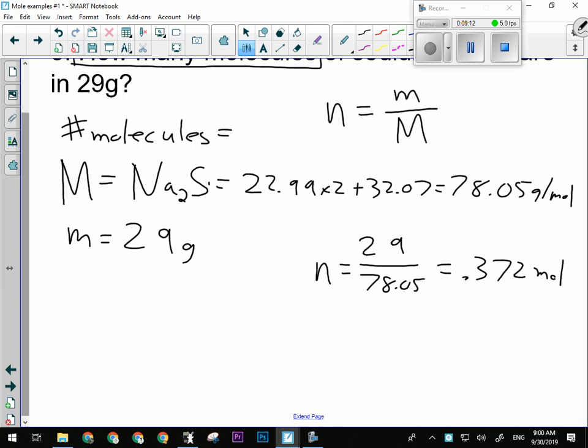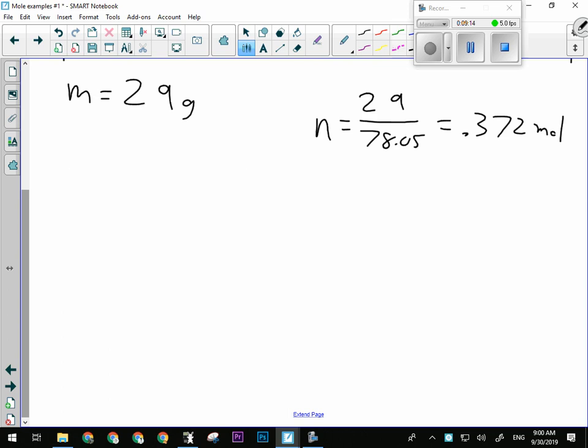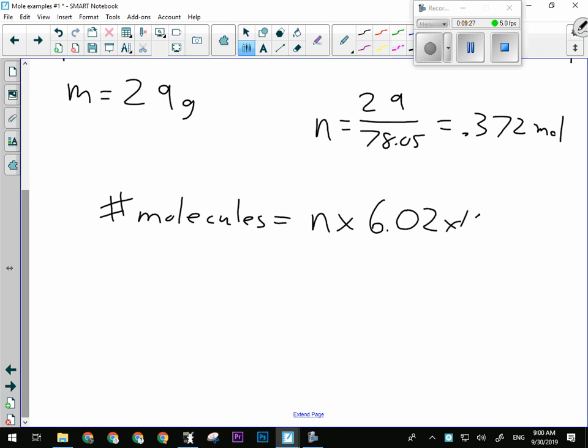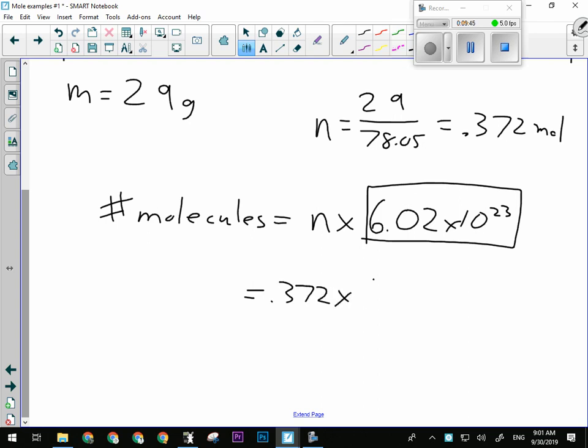So now I have the number of moles. If I want to calculate the number of molecules, I take the number of moles and I multiply by Avogadro's number. The reason I do that is this is the number of molecules, particles, in 1 mole. If I multiply by the number of moles, then I'll get how many molecules I have. So we're going to take that 0.372 and multiply it by 6.02 times 10 to the 23.